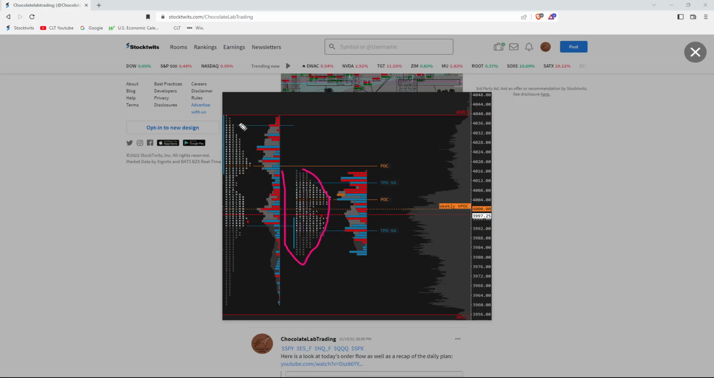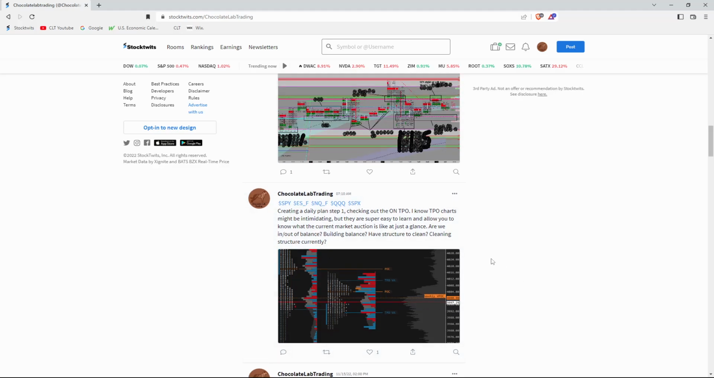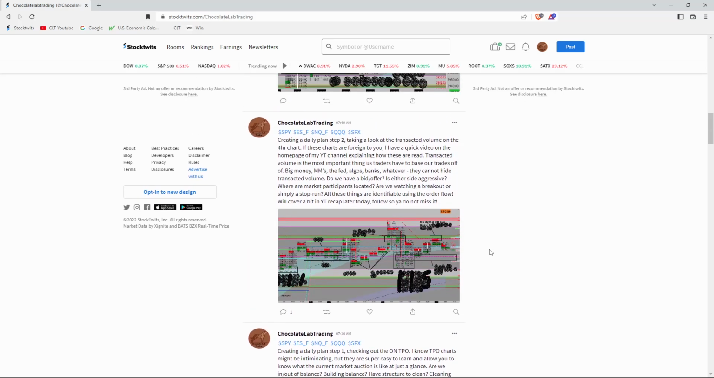Each one of these are called market profiles, and we look at the shapes of them, the highs, the lows, where value area high, value area low, and points of control are sitting, and they help us take information such as, I listed a few over here, are we trading in or out of balance? Are we building balance? Do we have structure that we need to clean? Are we currently cleaning structure? A whole bunch of things. It also helps us derive the market sentiment between buyers and sellers. So a whole bunch of things.